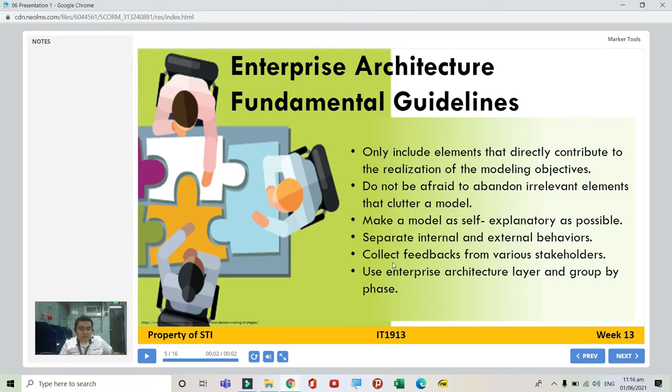And then you have it here, collect feedbacks from various stakeholders. This kind of response from the stakeholders will help you improve models, di ba? And then use enterprise architecture layer and group by phase. Ito yung last talaga, group by phase. Kasi nga, hindi po pwedeng lahat ng models will be congested in just one space. Okay? You can have it on different working spaces para hindi siya medyo congested.